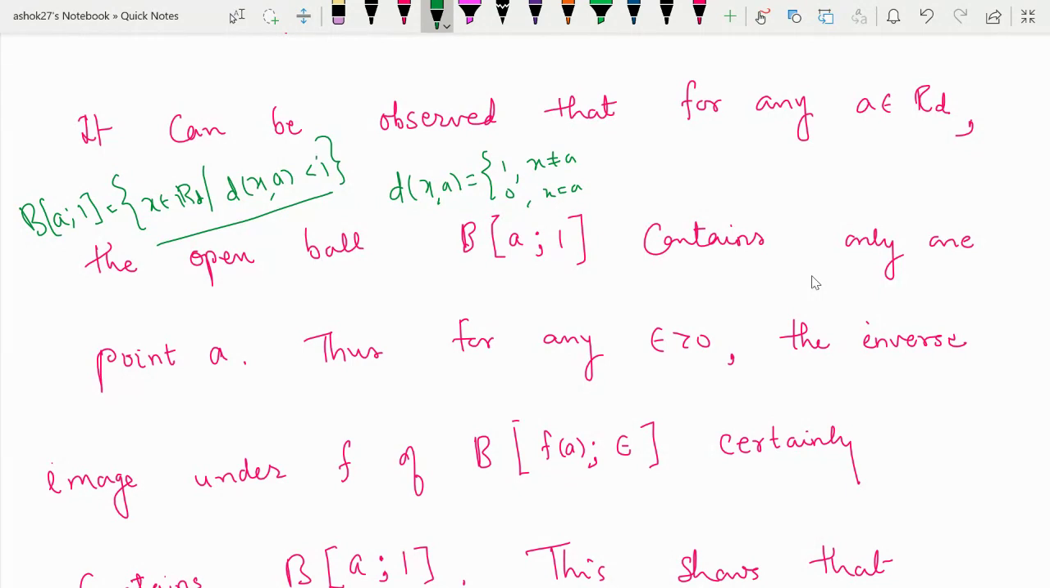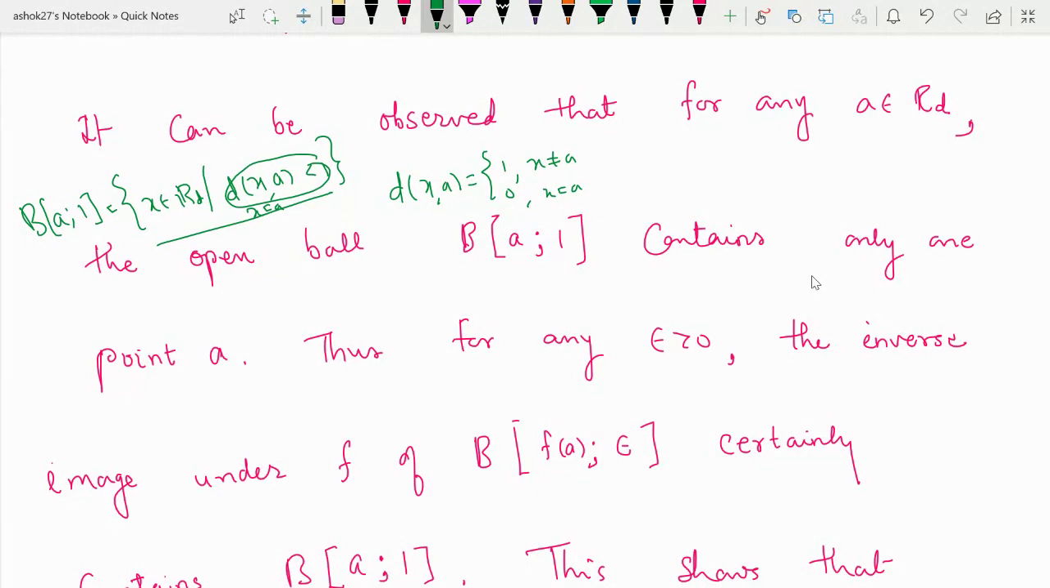So in that case, instead of this, you'll write x is equal to A, because it is true only when the distance between x and A equals 0, and the distance between x and A equals 0 if x equals A. So that will imply the open ball about A with radius 1 contains only one point, and that is A.